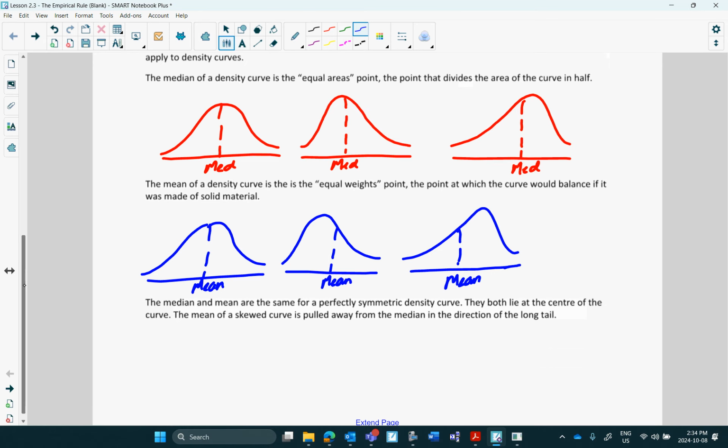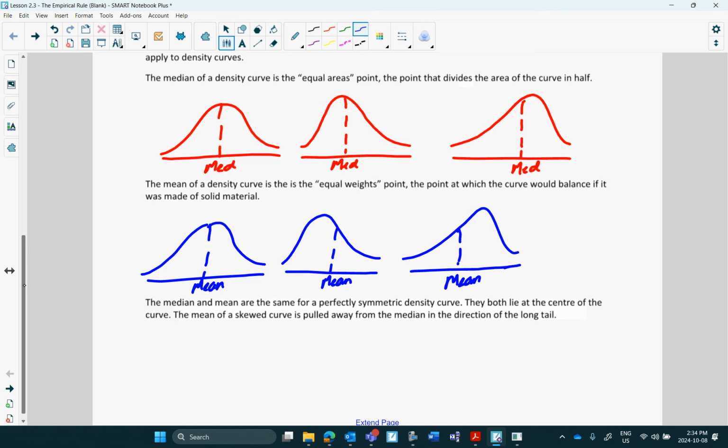So you can see, basically, this down here summarizes what we did up here. Perfectly symmetric, mean and median are at the same location, same value. But as soon as it gets a tail, the median gets pulled in that direction, and the mean gets pulled further in that direction.